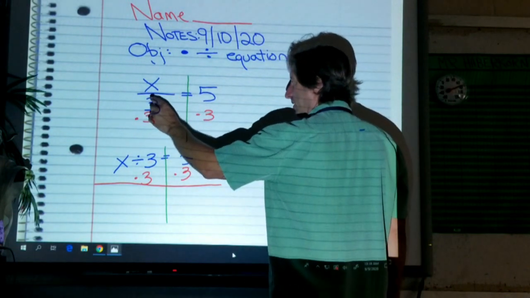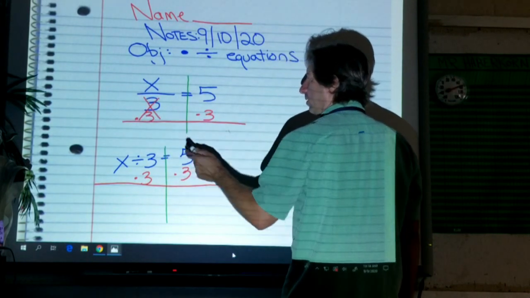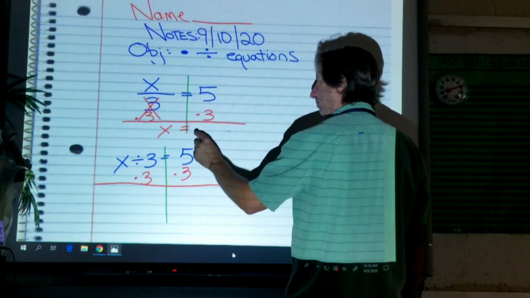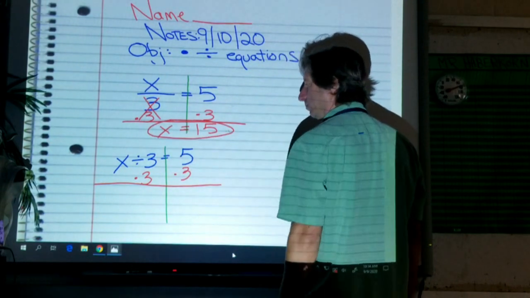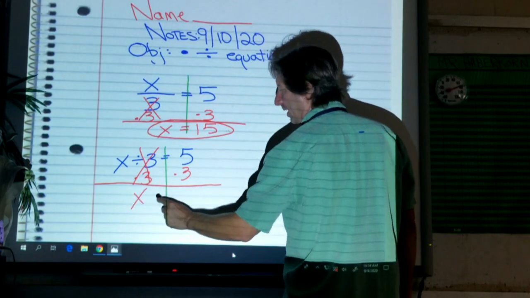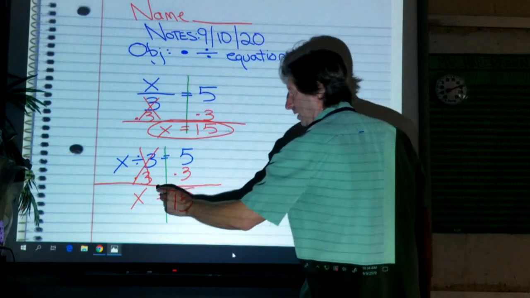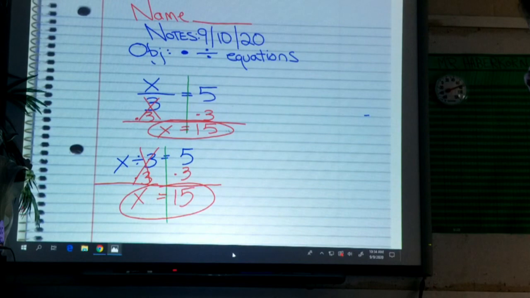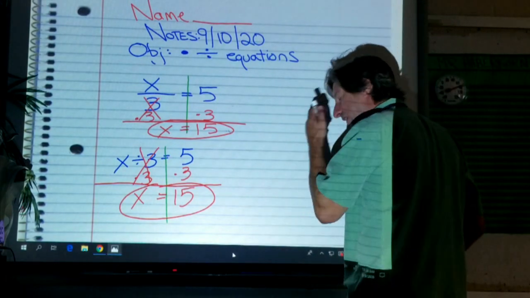3's cancel out. Divide by 3 and times by 3 cancel out. All that's left over here is x. And then we just do 5 times 3. There's your answer, circle it. Same here, the 3's cancel out. X is all that's left. 5 times 3 is 15. And circle it. So 2 different ways to do the same problem. We'll quickly look at one that's backwards, and then that'll be it for today.